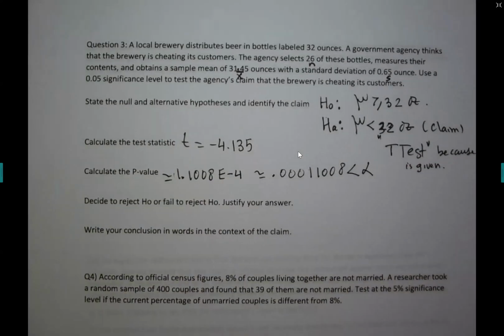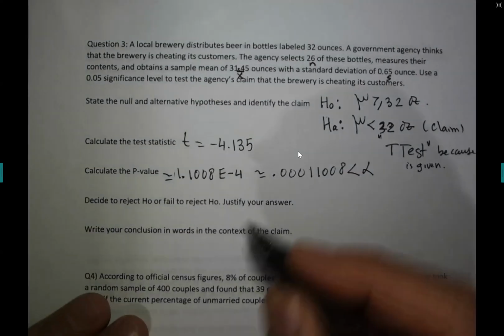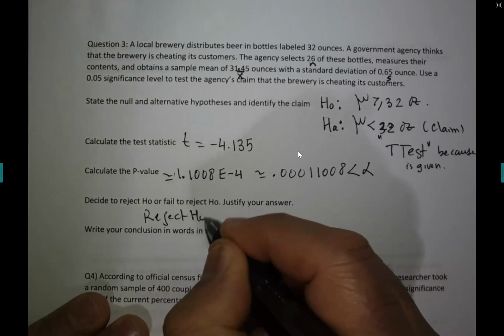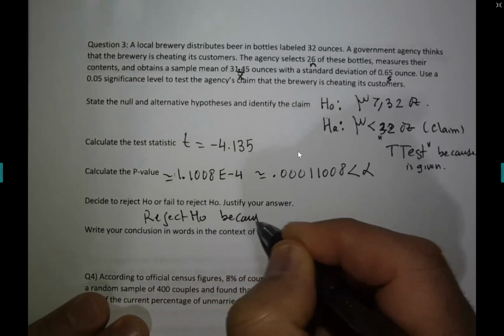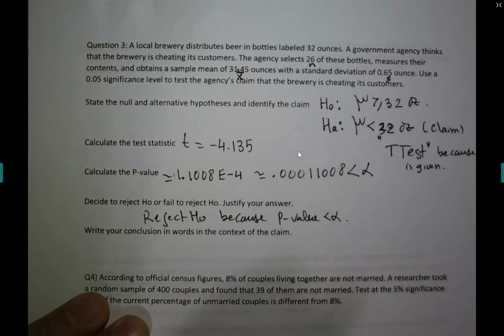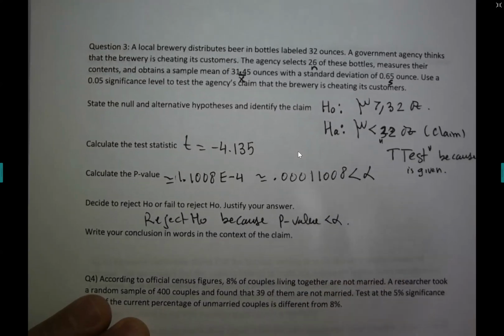It's less than alpha. So do we reject H0 or fail to reject H0? Definitely it's a rejection decision. So reject H0 because the p-value is less than alpha. Your conclusion.